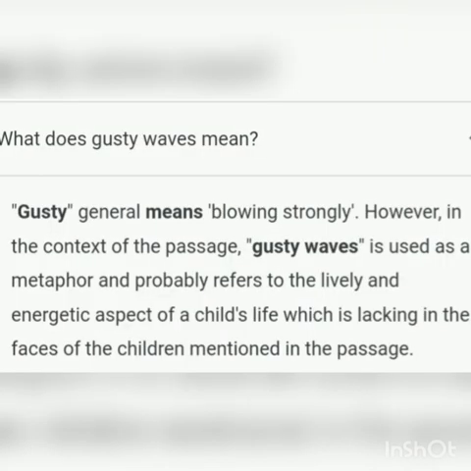Now next is, what does gusty wave mean? Gusty waves mean blowing strongly. However, in this context, it is used as a metaphor and probably refers to the lively and energetic aspect of a child's life, which is lacking in the faces of the children mentioned in the passage.